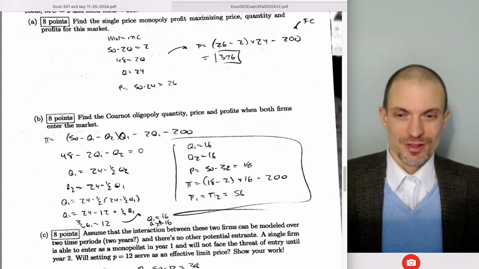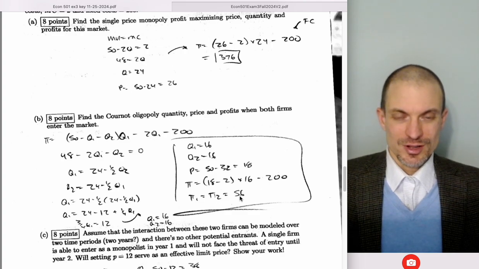And then just solving, I'm going to get an optimal quantity of 16 for each. The associated price is going to be 18. Profits are going to be 16 squared minus 200, and so that's going to be 56.